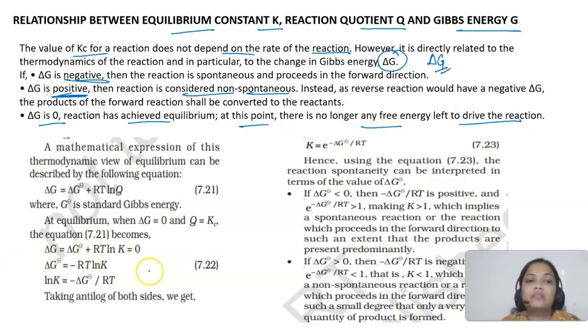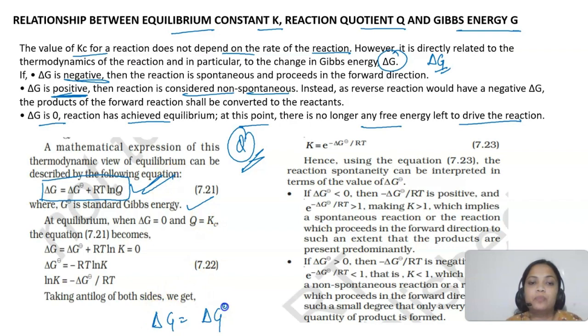So the mathematical expression that we'll be taking is delta G equals delta G naught plus RT log Q. Q is our reaction quotient that we have just discussed, and delta G naught is the standard Gibbs energy. So remember this expression, delta G is equal to delta G naught plus RT log Q. It can be used to ask numericals also.